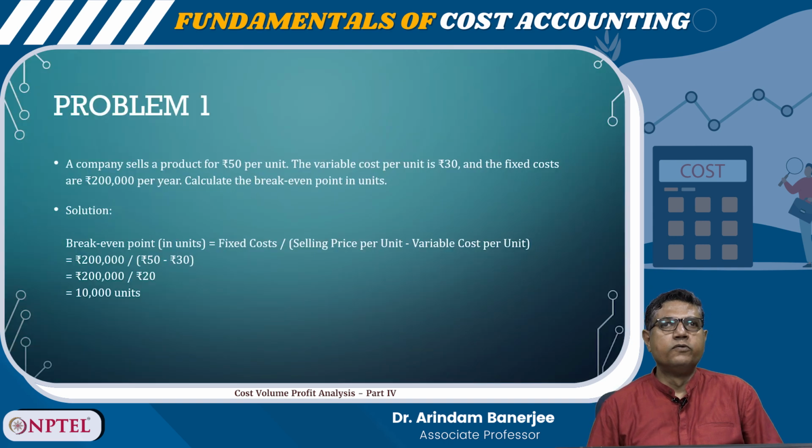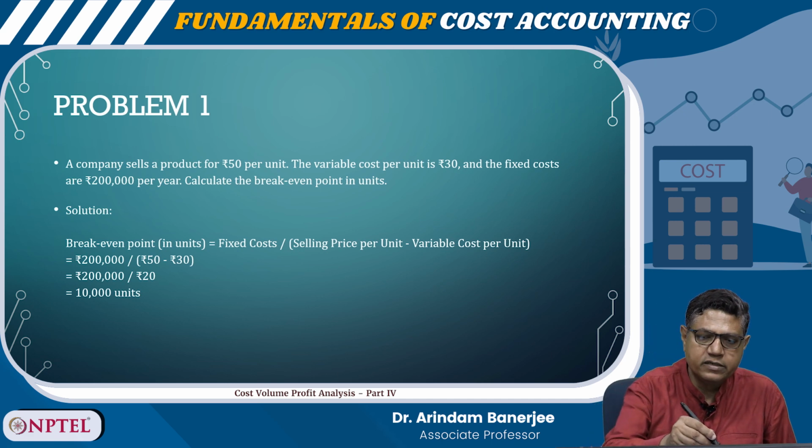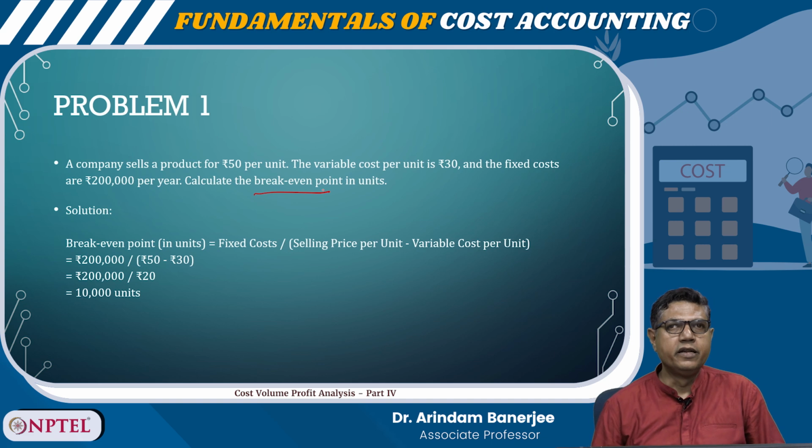So problem number 1: a company sells a product for 50 rupees per unit, the variable cost per unit is 30 rupees and the fixed costs are rupees 2 lakh per year. Calculate the break-even point in units. And as we discussed earlier, break-even point is the amount of sales at which the company is in the no profit, no loss zone.